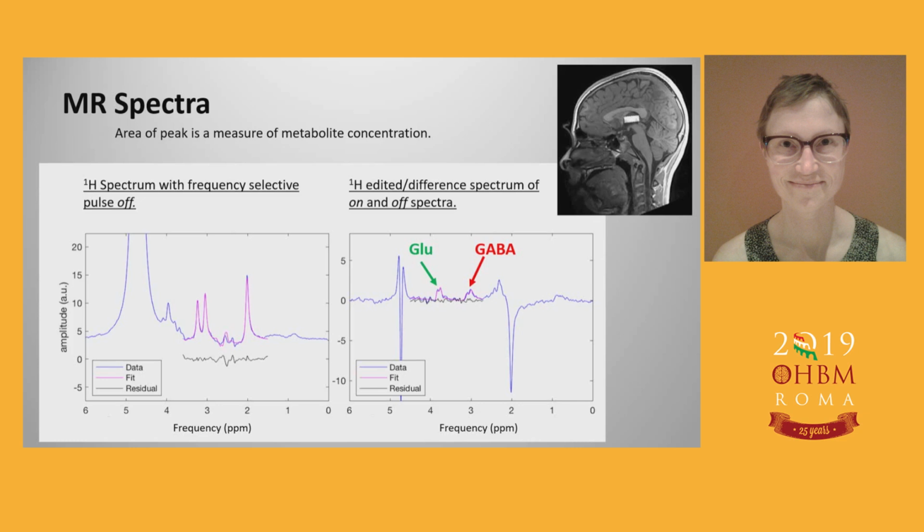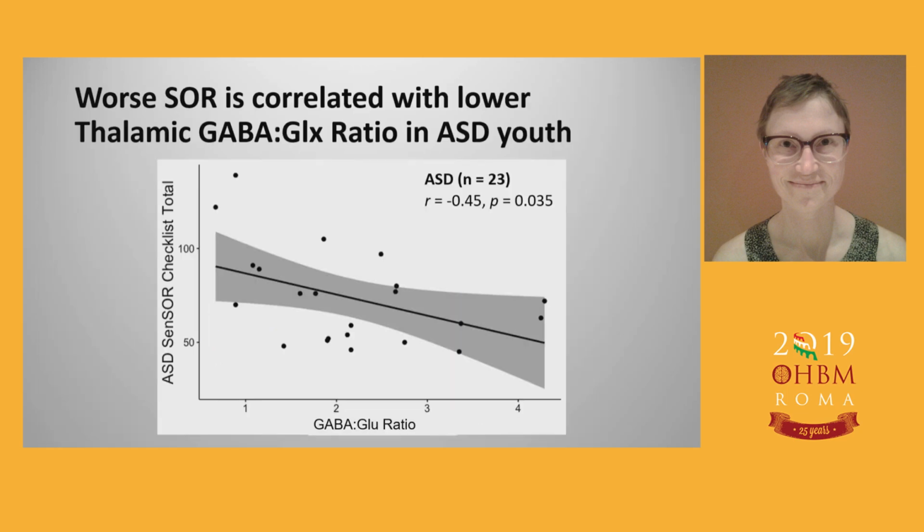crosses the midline. So in our sample, interestingly, we found that there was no difference in the mean GABA to glutamate ratio between the autism spectrum disorder youth and the typically developing youth, although we only have 13 TDs and we're working on that number. But we did find that worse sensory over-responsivity is correlated with lower thalamic GABA to glutamate ratio in autism spectrum disorder.